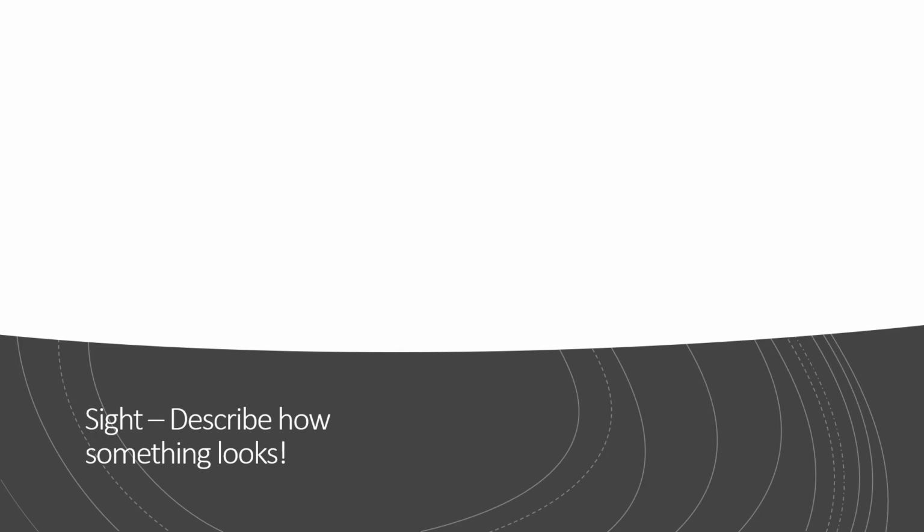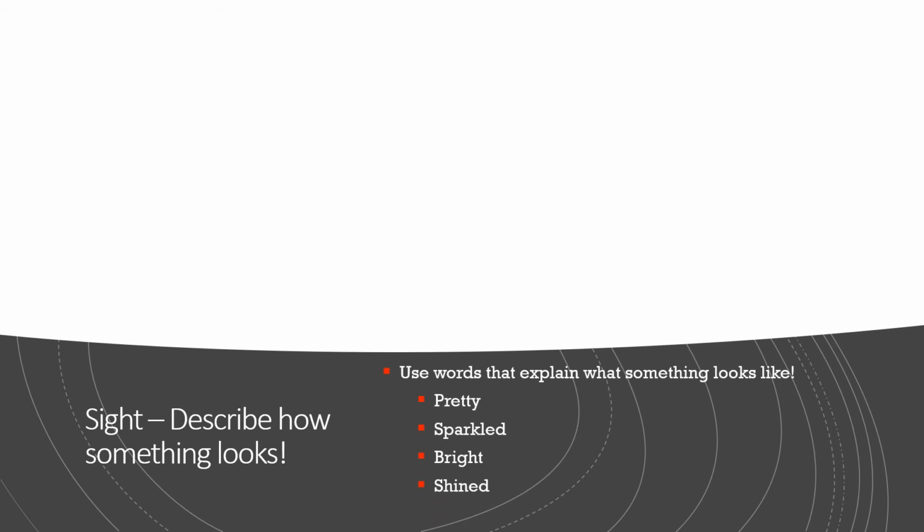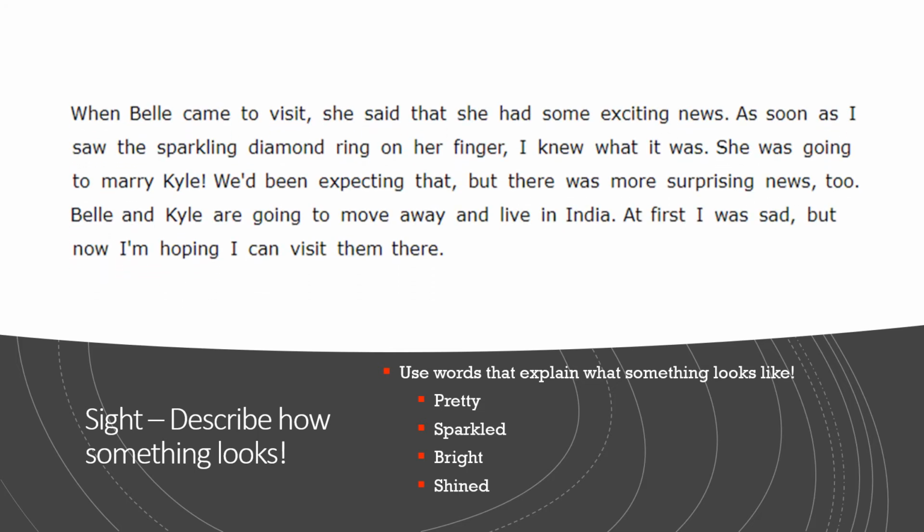Now we're going to look at sight. Writers should describe how something looks. Use words that explain what something looks like. So this can be something like pretty, sparkled, bright, or shined. Again, we're going to read this paragraph and find where the author or the writer used sight to describe what something looks like.